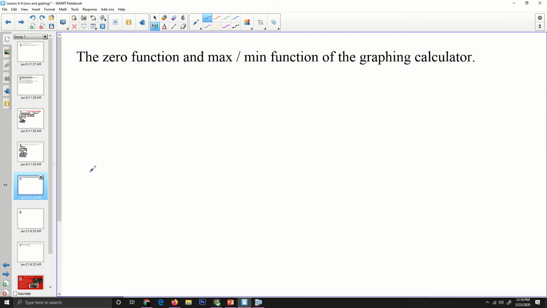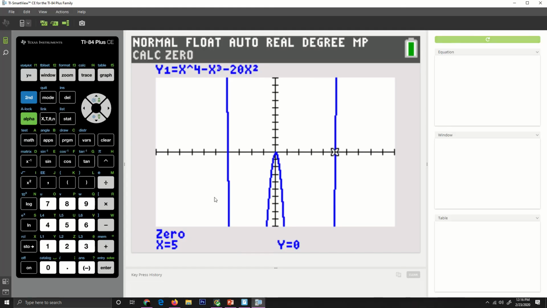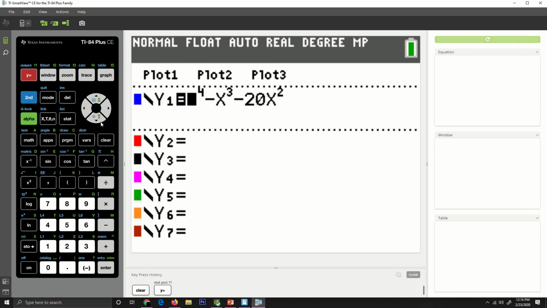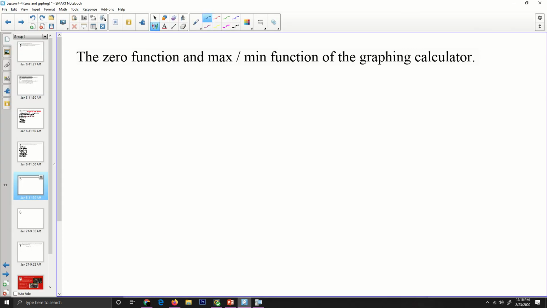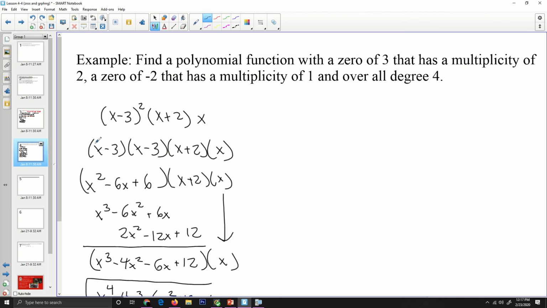All right, the zero function and the max min function of the graphing calculator. So let's pull out that graphing calculator, and let's go to Y equals, and let's clear this out. And let's talk about one of the functions that we did earlier. Let's talk about this one right here that I had. And I'm just going to type it in as I had it, as I set it up, x minus 3 squared times x plus 2 times x.